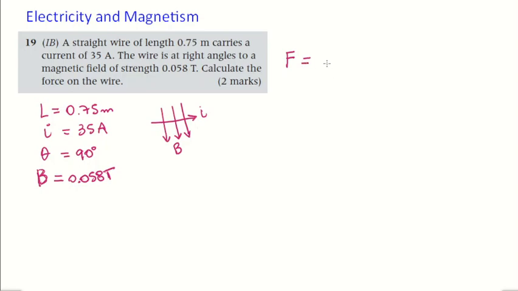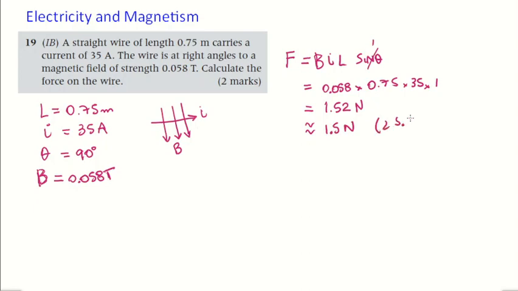So if we look at our physics data booklet, we'll have that the magnetic force, which is what we're looking for, is going to be B I L sine of theta. Everything is in SI units, so I don't have to worry about conversions. So this is basically 0.058 times 0.75, I've put the length first, times the current, 35 amps, times sine of 90, which is going to be 1. If you put all of those numbers into your calculator, you should, if I'm not mistaken, get something around 1.52. Since this is a force, the unit is Newton, and it's approximately 1.5 Newton if we're keeping up to two significant figures. Alright, that's simple enough, isn't it?